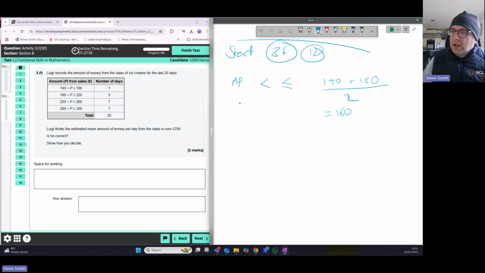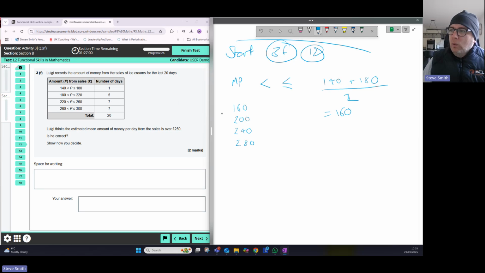So the midpoints for that table would be 160, 200, 240, and lastly 280. And that's just saying about 160, because some people would have had 140, some might have had 142, some might have had 179, and some 180. So it can't tell you what the exact price was. So we add the both up and divide it by 2 to then say about.